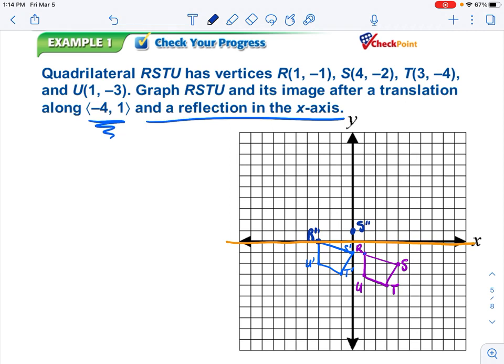T prime is 3 away from the line of reflection, so we need to go 3 on the other side for T double prime. And then U prime is 2 away, so we can go 2 on the other side for U double prime. Okay, so this is our actual answer here. That is our final image. So we can get rid of our middle step as well as our double primes. I just like to use those to distinguish. And there is my answer, my composition of transformations.